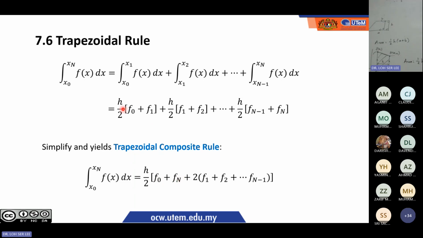Because when you expand this, you will see that f1 repeats twice, f2 repeats twice. The ones in between the head and tail are repeating twice. That's why you have 2 times this, according to the formula. You can try to expand, and you will get this. This is the formula of the trapezoidal composite rule. Okay. So far, any questions?